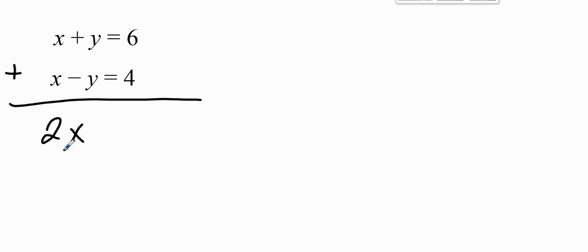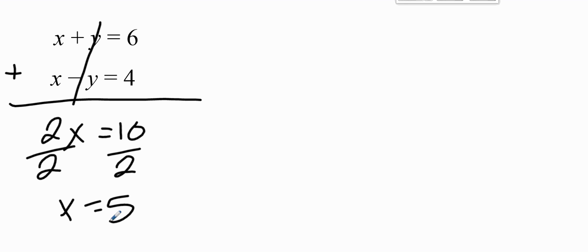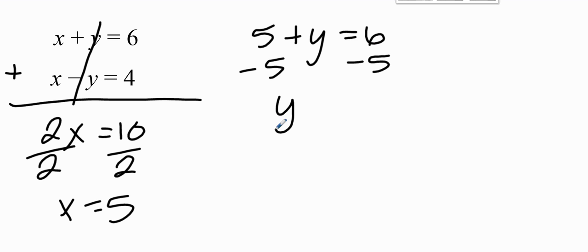So I have 2x, y plus negative y is 0, equals 10. Divide both sides by 2, x equals 5. Then I'm going to have 5 plus y equals 6, because I'm just plugging what I found into the original equation. So subtract by 5, y equals 1. 5, 1 is my answer.